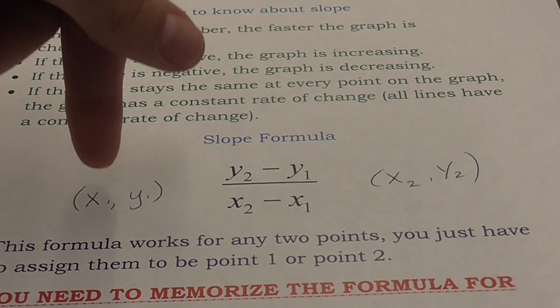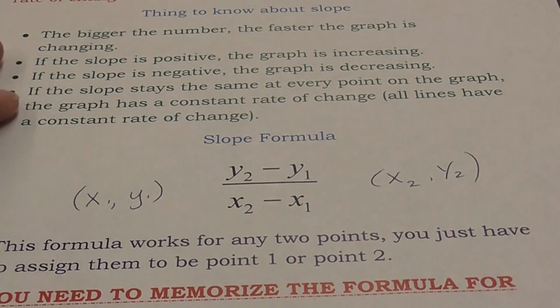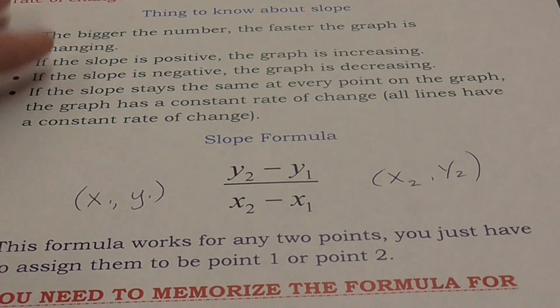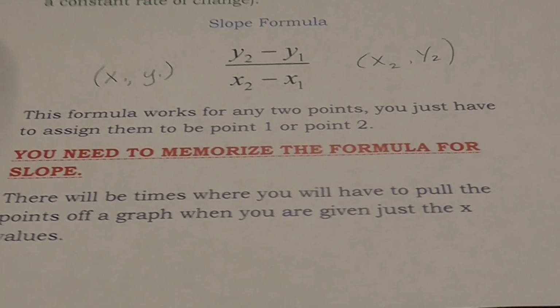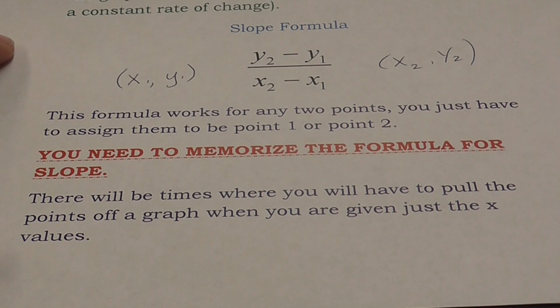This is point number 1, so the x and y both have a little 1. And this is the second point, so the x and y both have a little 2. We're not using the little 1 or the little 2. It just helps identify what number we're going to plug in first. So the formula works for any 2 points. You just have to assign them to be point 1 or point 2.